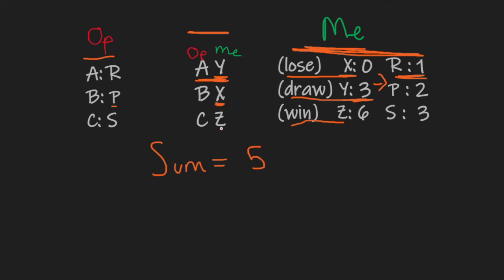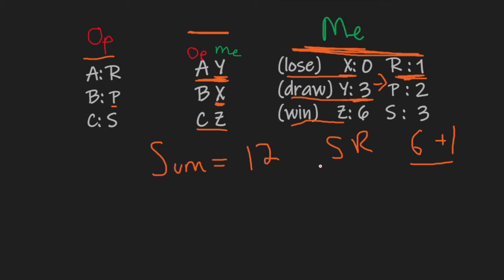So we keep going. In our last round, our opponent is going to play scissors, and we want to win. So we get 6 for winning. And to win against scissors, we're going to play rock, right? So to beat scissors, we play rock. And rock is worth 1. So 6 + 1 is 7. 5 + 7 is 12. And that is what we needed on the input, right?